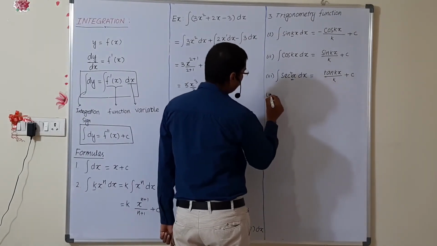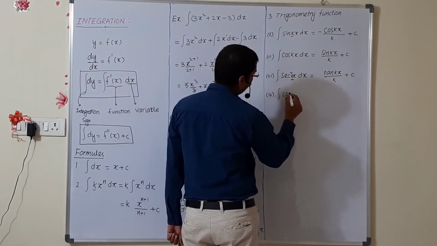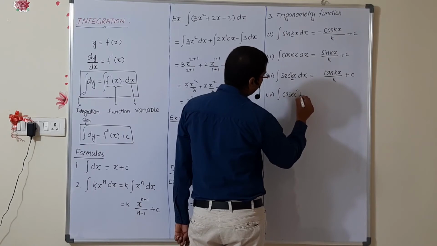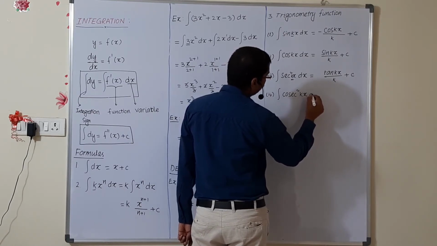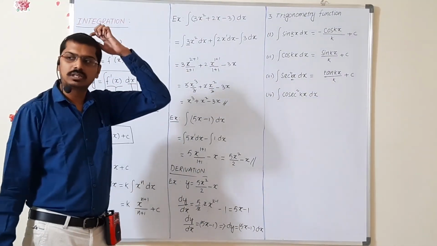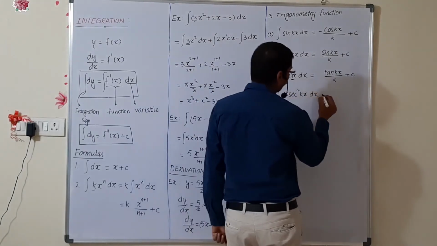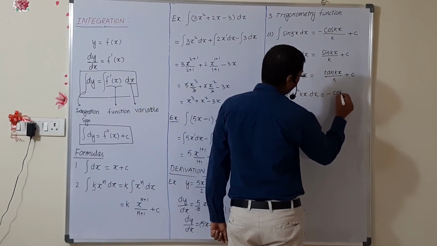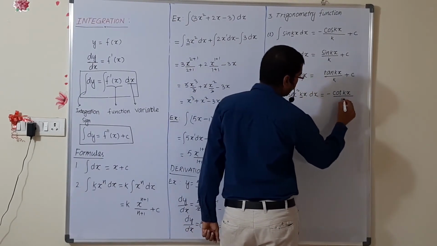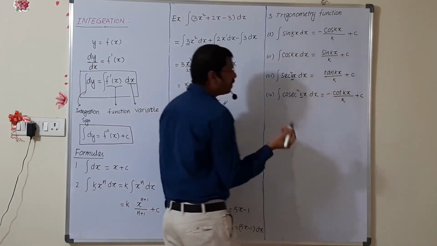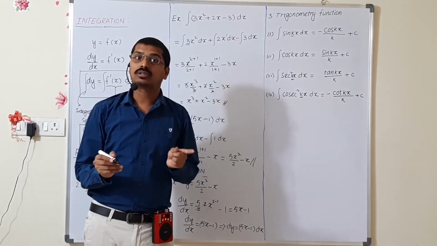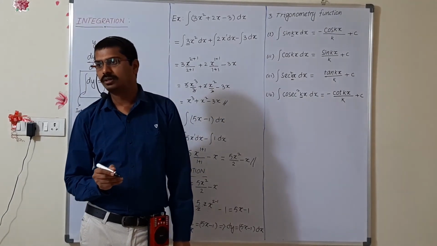Then the fourth one, the integration of cosec square kx dx. According to cosec square, what is the value? We can write minus cot kx. The k is a constant, which should be written in the denominator, plus c. The remaining two formulas, in terms of secant tan and cosecant cot, we are going to discuss.